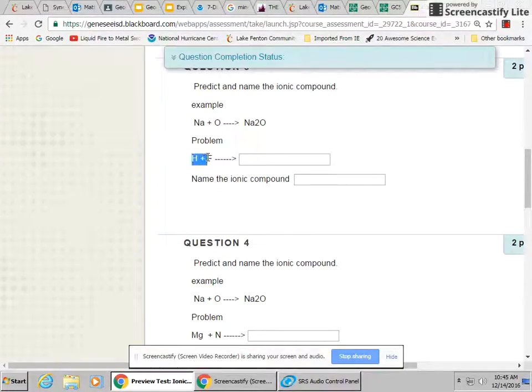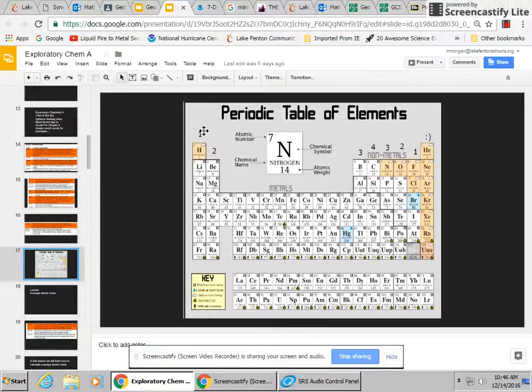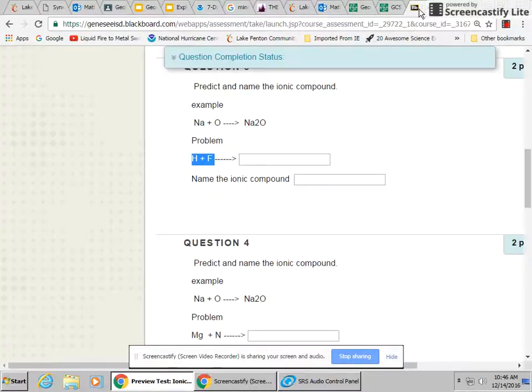You do the same thing with H plus F, and in H plus F, all you do is H is 1, F is 1, they cancel out. So in this particular one, all you would have to do is H, F. You can name this. This is actually hydrofluoric acid, but because it starts with an H, anything that starts with an H, it's some kind of acid in this class.